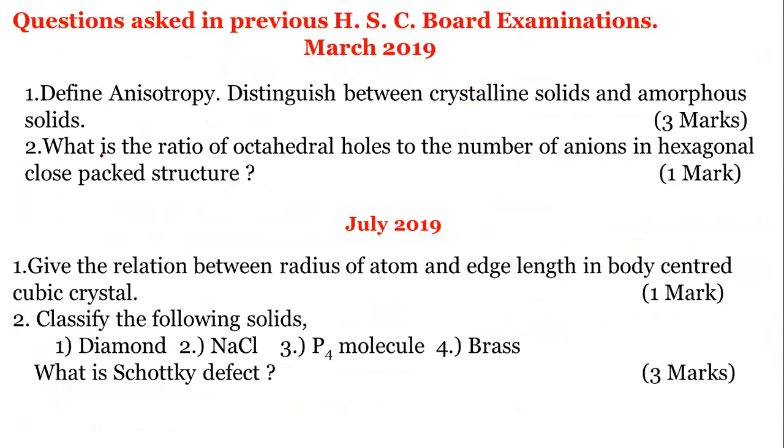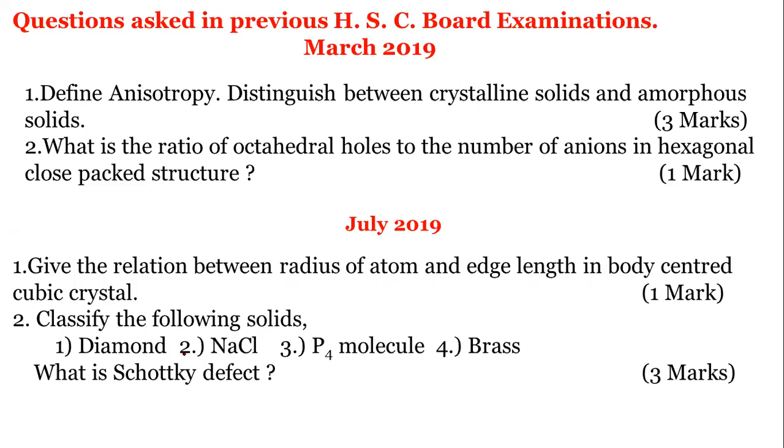But they can ask this question: what is the ratio of octahedral holes to the number of anions in hexagonal close packed structure? This is a 1 mark question. This is March 2019. This is July 2019. Give the relation between radius of the atom and edge length in BCC. BCC structure, it is asked for 1 mark.